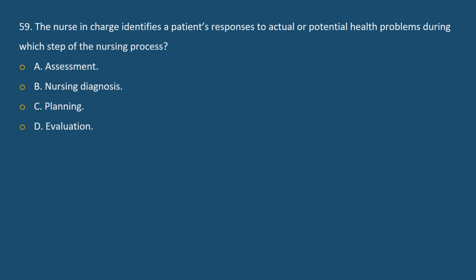Question 59. The nurse in charge identifies a patient's responses to actual or potential health problems during which step of the nursing process? A. Assessment. B. Nursing diagnosis. C. Planning. D. Evaluation.